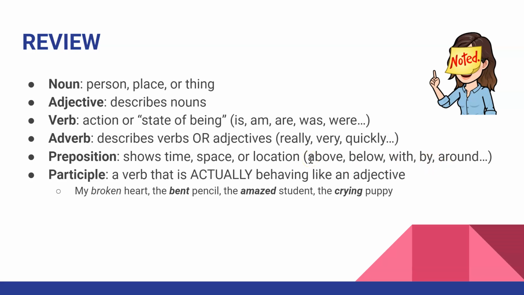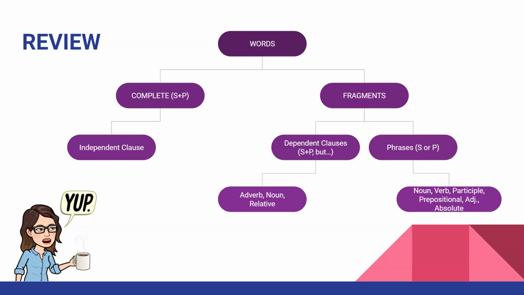And participles are verbals. They are verbs that look like verbs, but they're actually behaving like adjectives right now. So the word broken could be a verb if you have broken the vase today, but right now it's my broken heart, describing which or what kind of heart. Okay? So, with that in mind, let's go back to our chart.